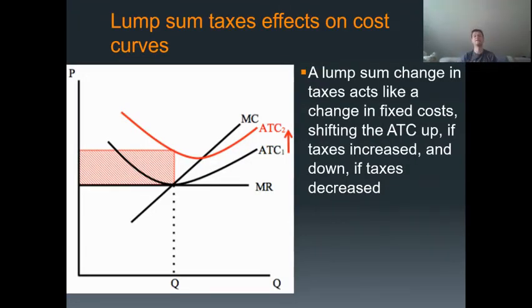So how do taxes affect this? Well, let's first look at lump sum. If there's a lump sum tax, it's essentially a change to your fixed inputs, your fixed cost. So if there's a lump sum tax, it's an increase in your fixed cost, and your ATC will increase. If there is a lump sum lowering of your taxes, or if there is a lump sum subsidy, your ATC will shift downwards since your fixed cost will decrease. Now, we don't really graph fixed cost a whole lot, but your average fixed cost would be the distance between your ATC and your AVC.